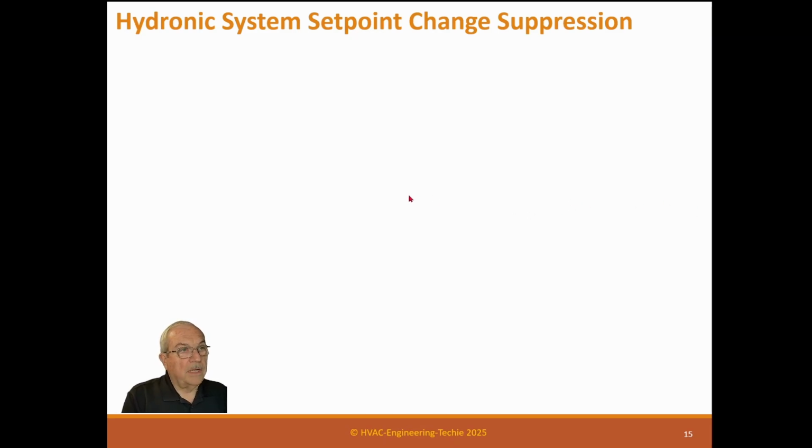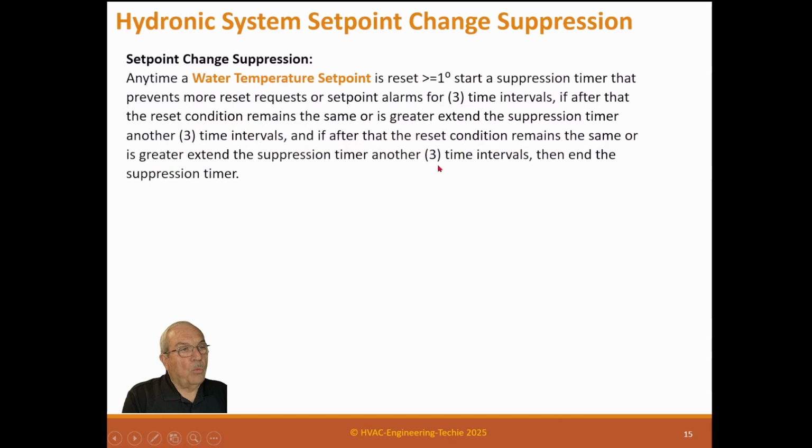So now we're going to talk about hydronic system set point change suppression. When we do these automatic resets, the way we're doing it with reset request, we need to think about suppression. And here's why. Anytime a water temperature set point is reset greater or equal to 1 degree, start a suppression timer that prevents more reset requests or set point alarms for 3 time intervals. If after that the reset condition remains the same or is greater, extend the suppression timer another 3 time intervals. And if after that the reset condition remains the same or is greater, extend the suppression timer another 3 time intervals. Then end the suppression timer.